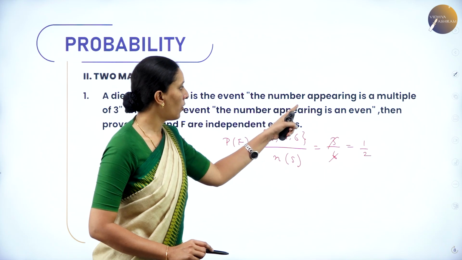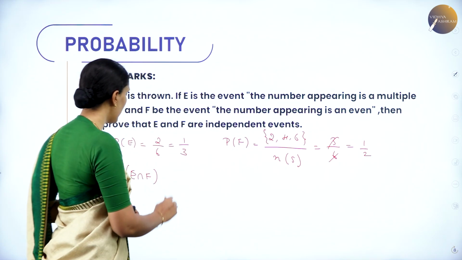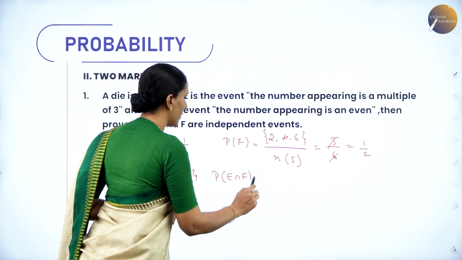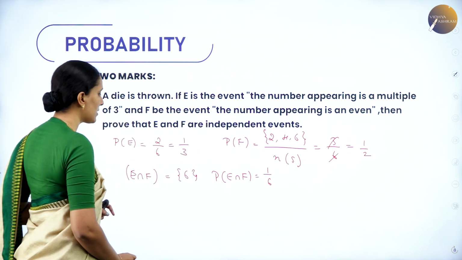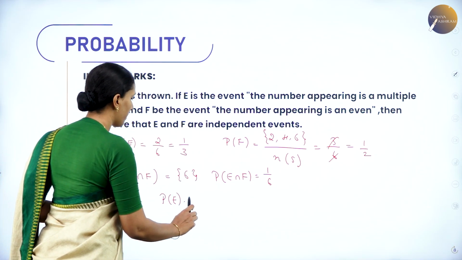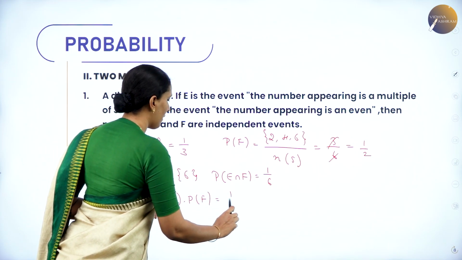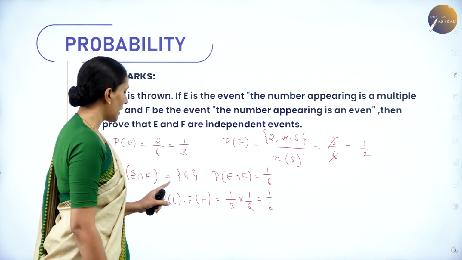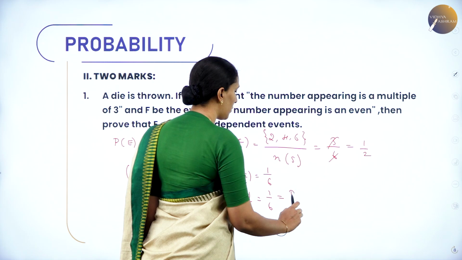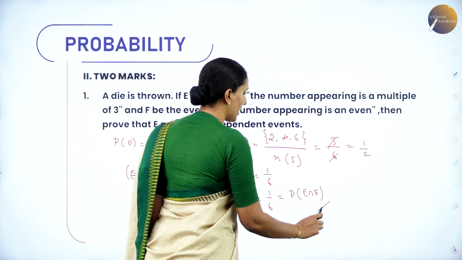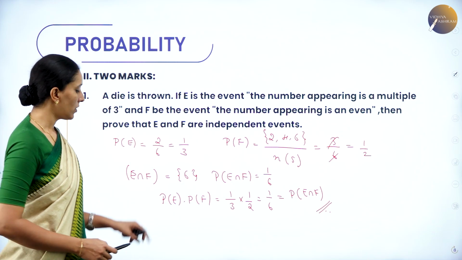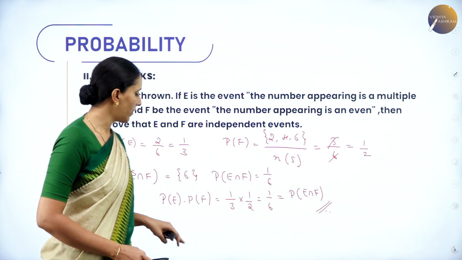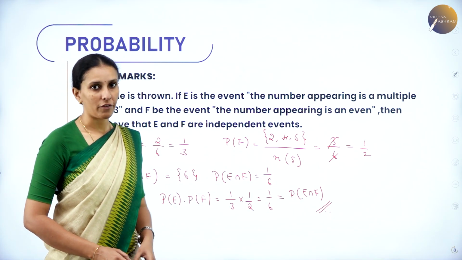So the number which is both a multiple of 3 as well as an even number is only 6. So therefore, probability of E intersection F will be equal to 1 by 6. Now let's multiply P of E into P of F. So we will get the value as 1 by 3 into 1 by 2, which is equal to 1 by 6. So clearly, P of E into P of F is equal to P of E intersection F, and hence they are independent events. So this is the definition of independent events, that is, the probability of E intersection F is equal to P of E into P of F.